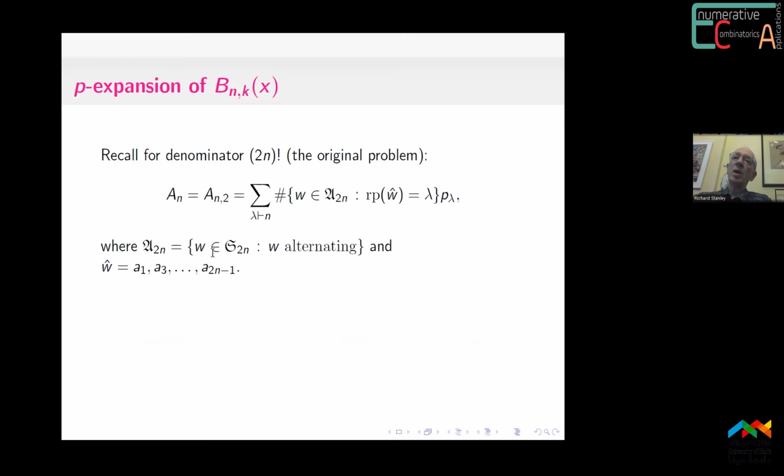So what is the power sum symmetric function expansion of B_{n,k}? Well, again, I remind you of the original result. If the denominator is 2n factorial, then the coefficient of p_lambda was counting alternating permutations of length 2n such that the record partition of w hat is lambda.